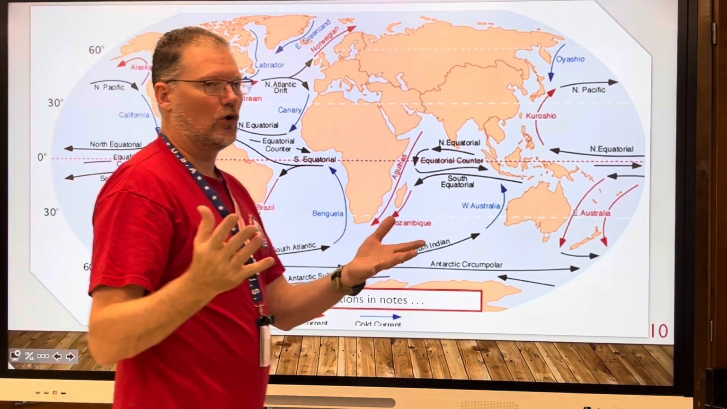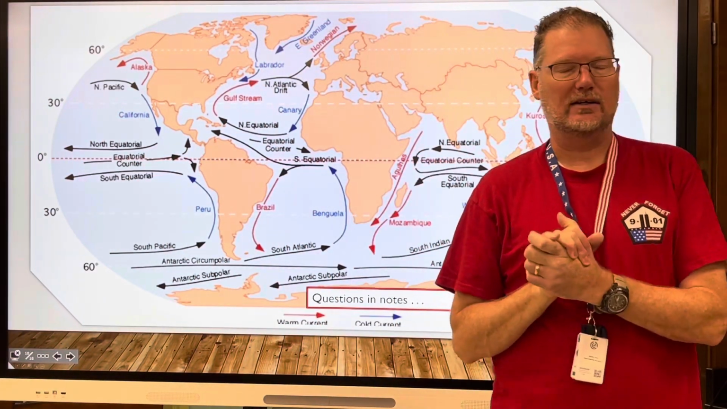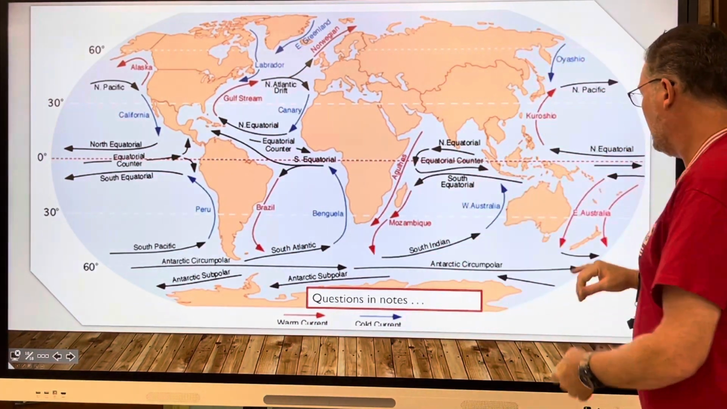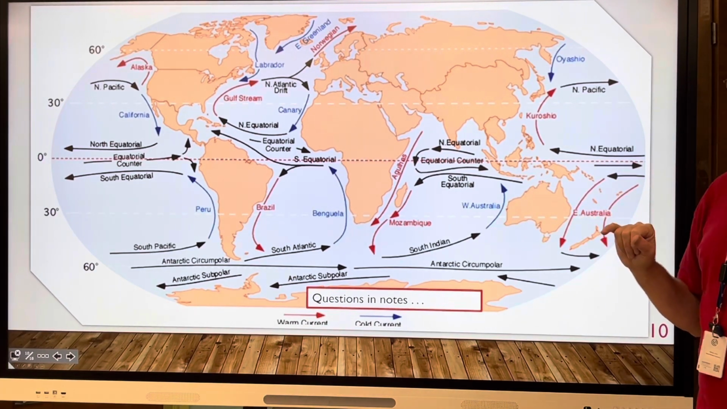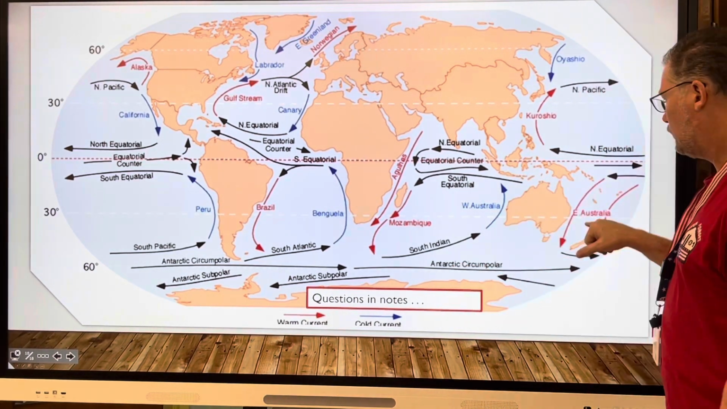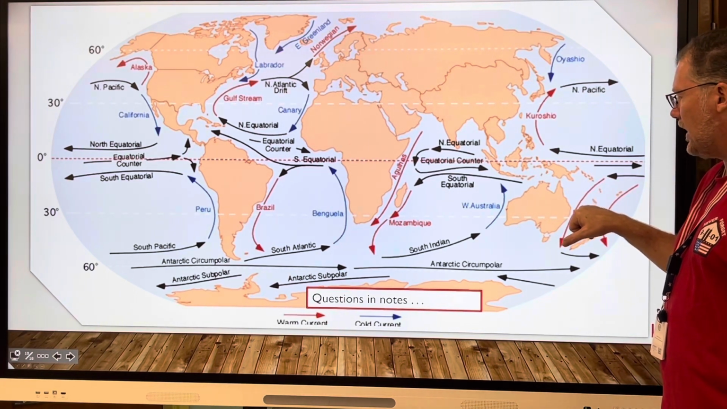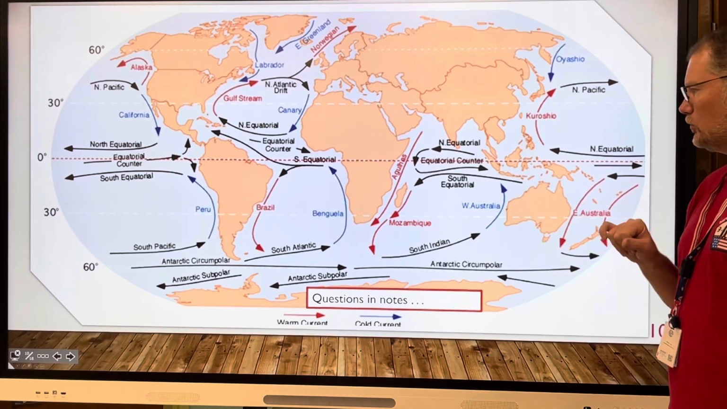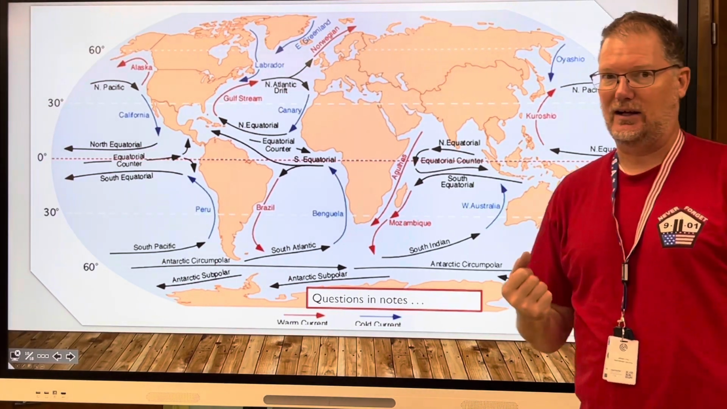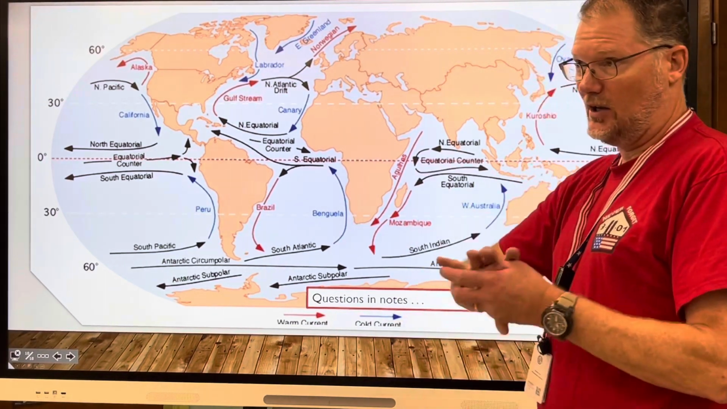And of course, we're all fans of Finding Nemo, right? And the East Australian current that Nemo and Dory take from the Great Barrier Reef down to Sydney, Australia. They ride the East Australian current. Of course, it's not like that in the movie, but it is a flow of water.